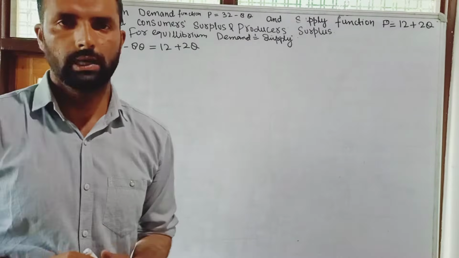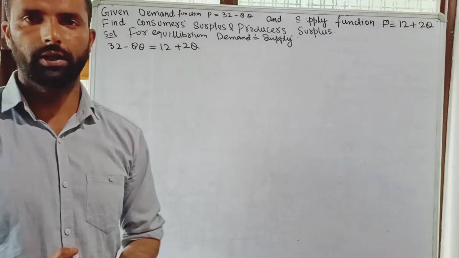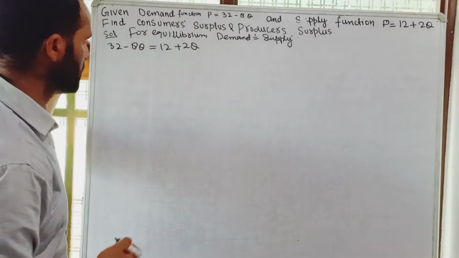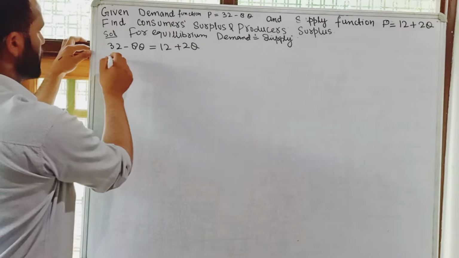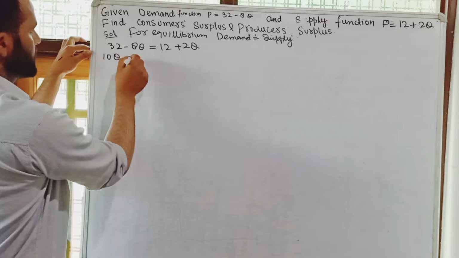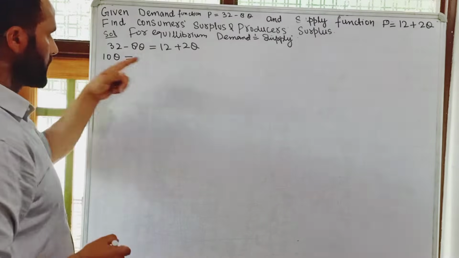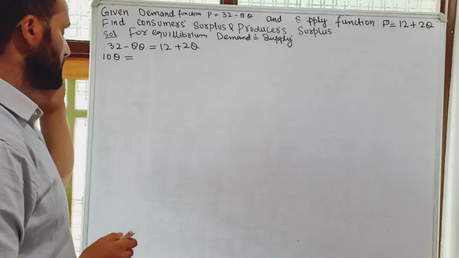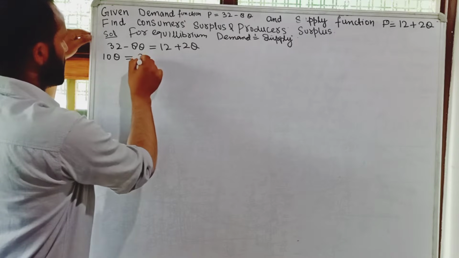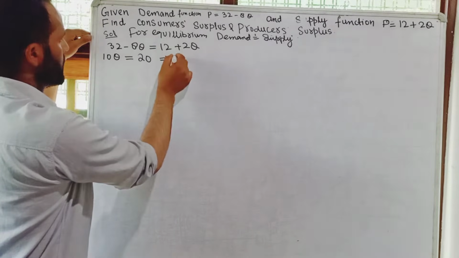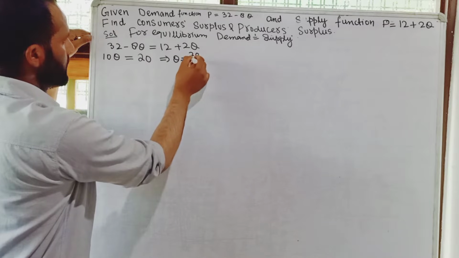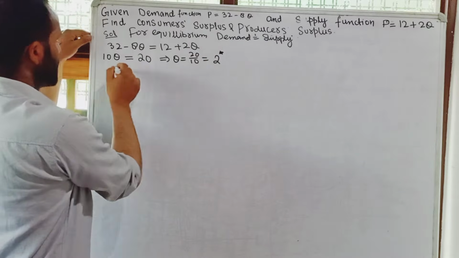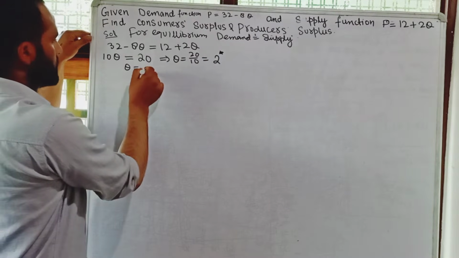Now I will solve this for quantity. This minus 8Q when transposed will become plus 8Q. So 8Q plus 2Q is 10Q is equal to, now 32 when transposed, this 12 becomes minus. So 32 minus 12, that is equal to 20. Implies Q is equal to 20 divided by 10, that is Q is equal to 2. So equilibrium quantity is 2.